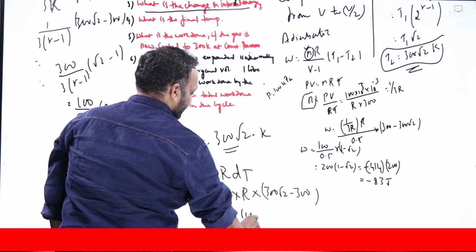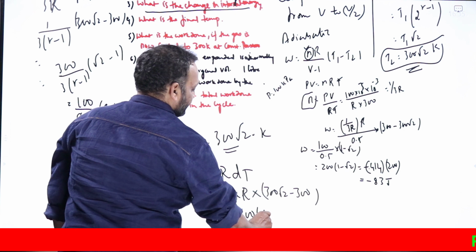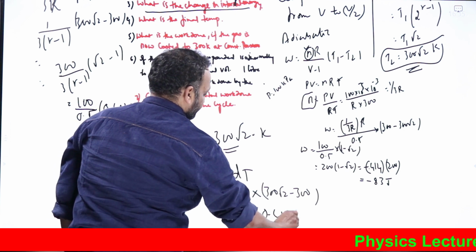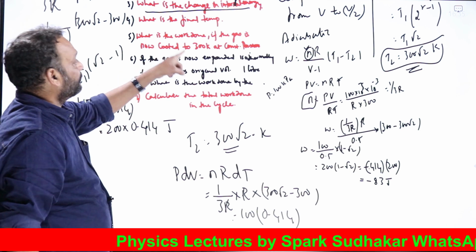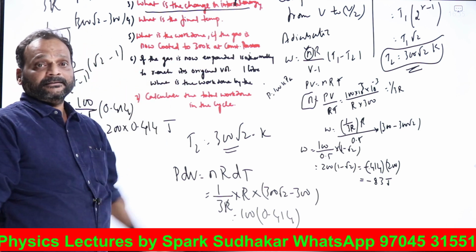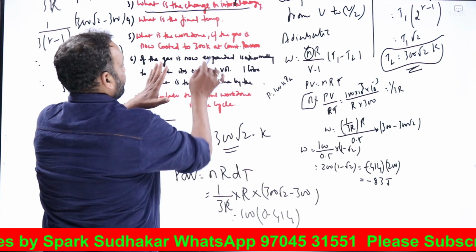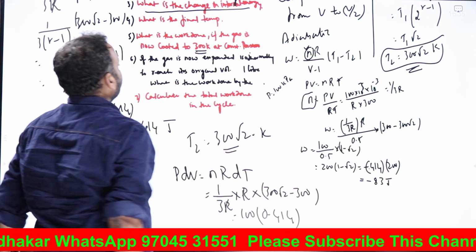300 by 3 is 100. 100 into root 2 minus 1 is 0.414. So this is the amount of work done if the gas is now cooled to 300 Kelvin at constant pressure. It means that in this situation, the temperature of the gas is now 300.